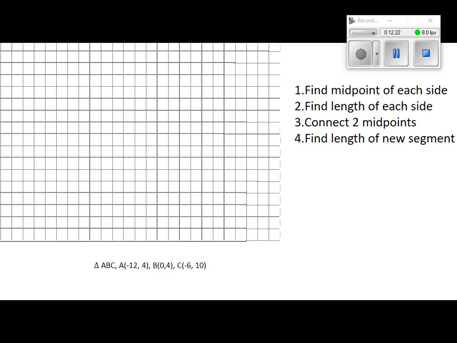What's negative 12 plus 0? It's still the same thing. What is it? Negative 12. Negative 12 divided by 2? Negative 6. Is that what you got the first time? Yes. 4 plus 4? Is 8. 8 divided by 2? Is 4.